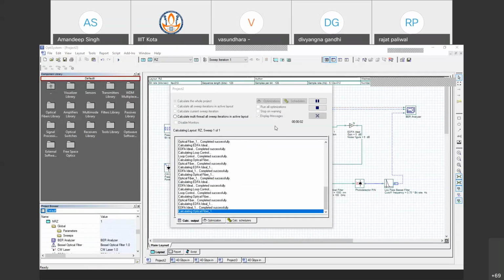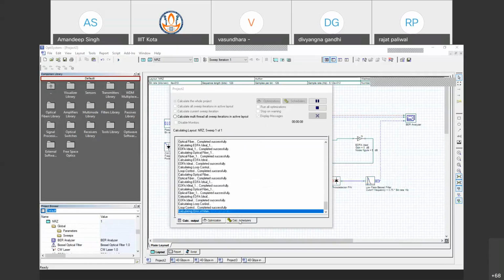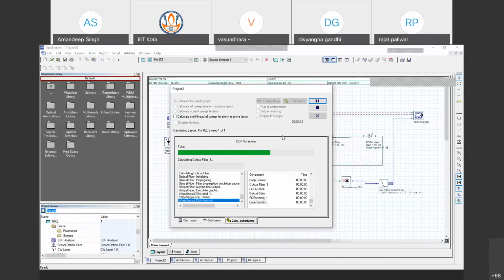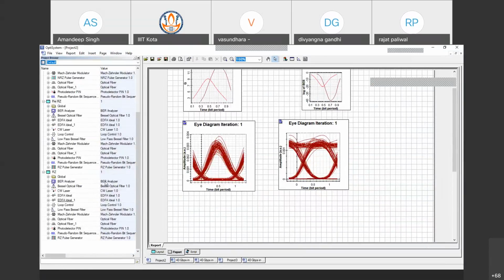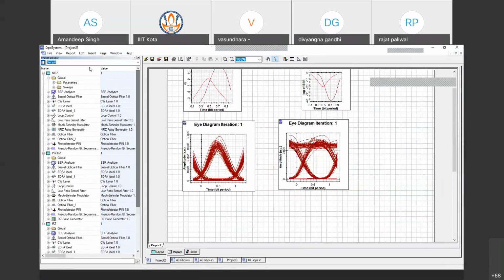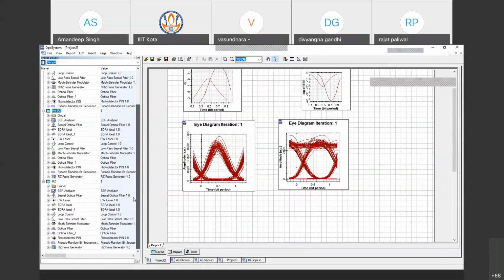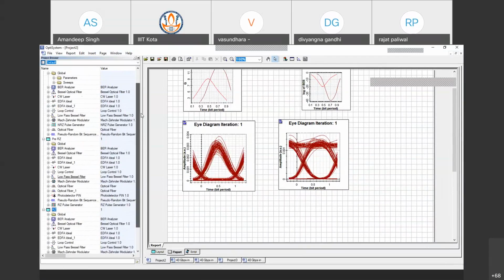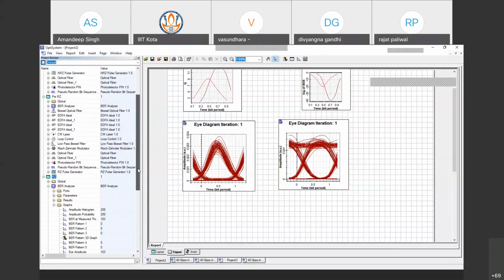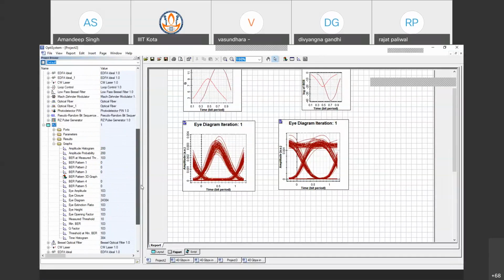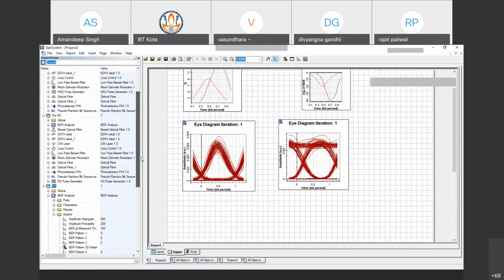Now I'm again simulating all the layouts in the single project window. This will reduce the time for getting the result. Now we have NRZ, pre-RZ, as well as this RZ. So we can compare the results of various features of this BER, or in case you want any addition into this.